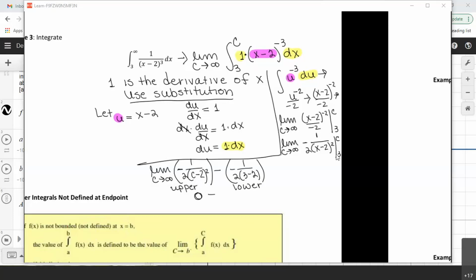I think you can already see the minus, a minus is a plus. And then down here in the denominator, I have 3 minus 2 is 1, times 2 is 2. So this becomes 1/2. So the value of this integral is 1/2.